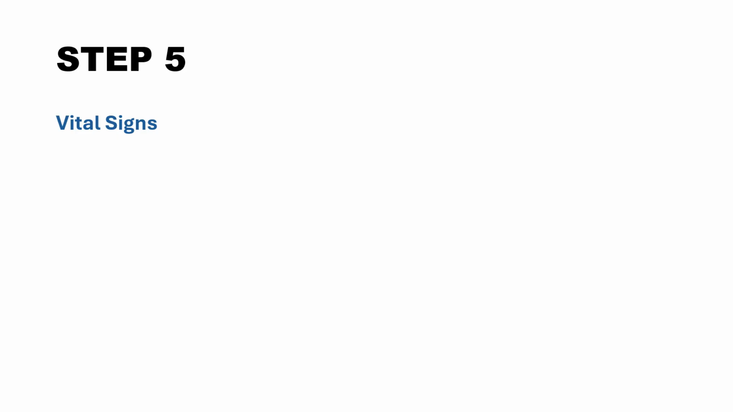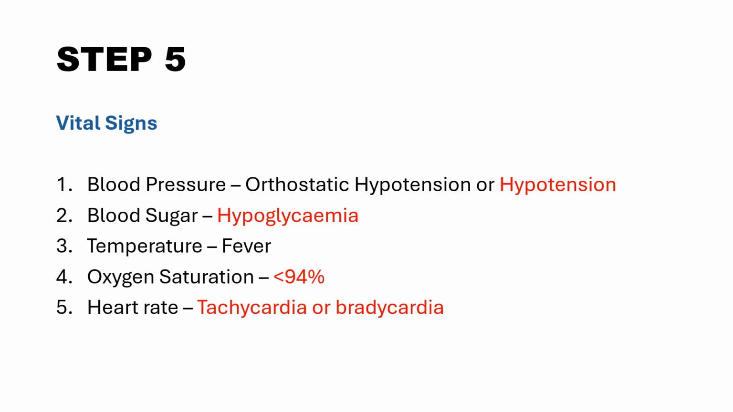So the next step is to look at the vital signs. In the vital signs, we look at blood pressure. For example, if the patient is hypotensive or if they have orthostatic hypotension, that is a difference between lying and standing blood pressure of more than 20 millimeters of mercury. If the patient has hypoglycemia, or they are going through an infection and they have fever, if their oxygen saturation is dropping to less than 94%, or if they're tachycardic or bradycardic, then all these vital signs will also give you a clue to the cause of dizziness. And remember that if the vital signs are unstable, in that case, these are also red flags and the patient needs urgent medical care.